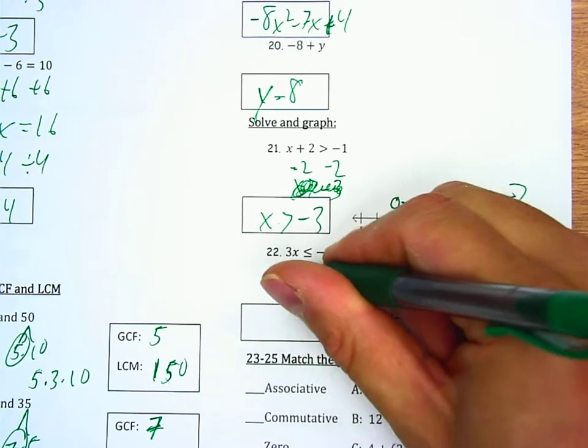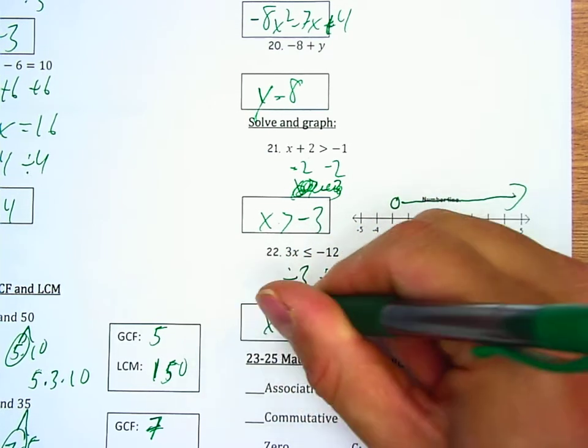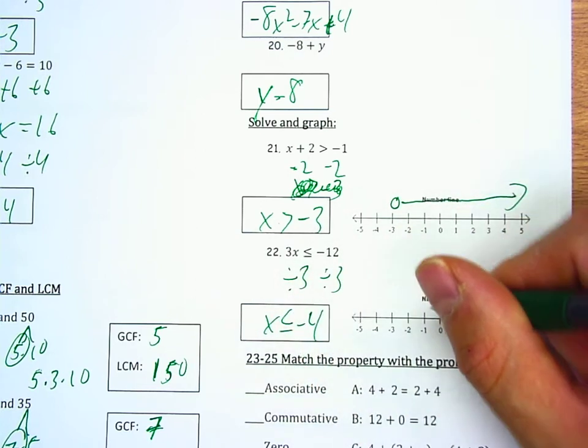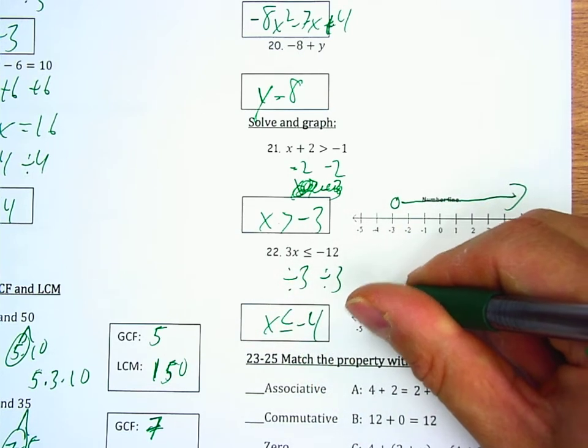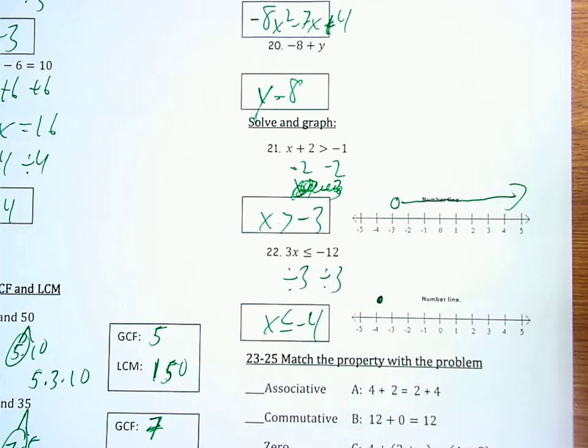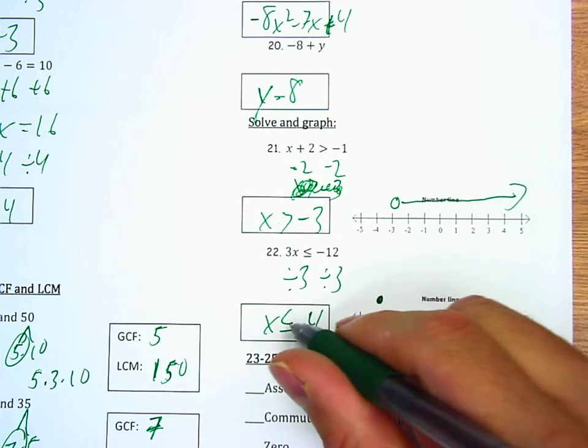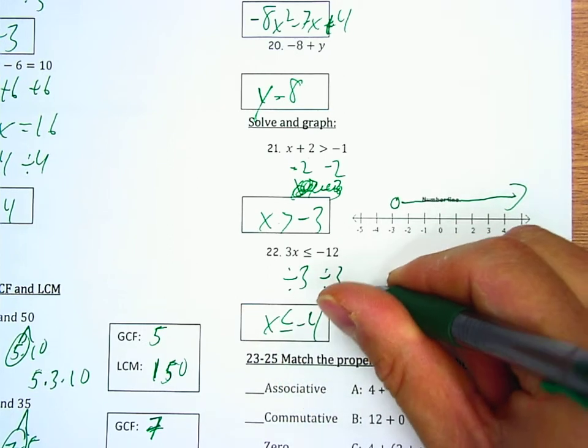Question 21, we're dividing by 3 to get x is less than or equal to negative 4. So this one is less than or equal to, so it is a closed circle or a closed dot, and the arrow points left, the same way the inequality sign does.